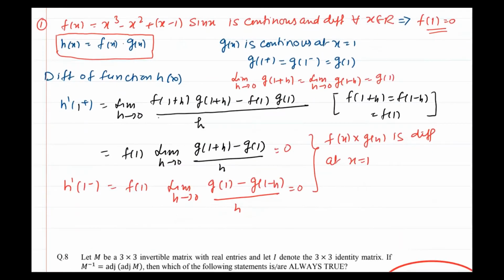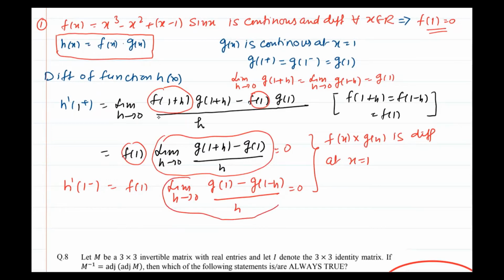So we have to check the differentiability of the function h(x). If we check it, h dash 1 positive equal to limit of (f(1 plus h) into g(1 plus h) minus f(1) into g(1)) divided by h. And we know that f(1 plus h) is the same as f(1), so we take f(1) common. We get this part, and the limit of this part exists and is finite. So f(1) multiplied by this equal to 0. Similarly, the limit of this function exists and is finite, so we get h dash 1 negative 0.